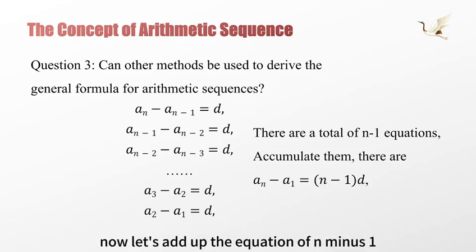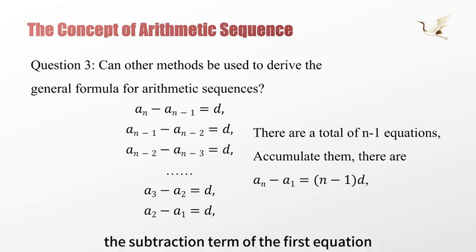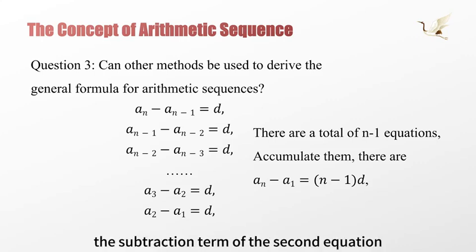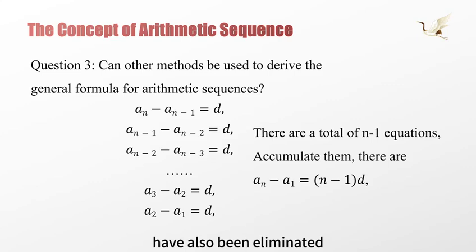Now let's add up the n minus 1 equations. We discover that the subtrahend of the first equation and the minuend of the second equation are eliminated. The subtrahend of the second equation and the minuend of the third equation are also eliminated.